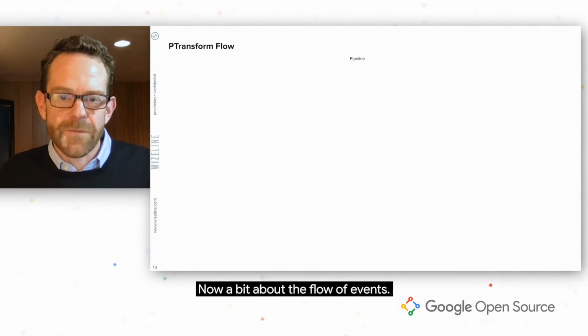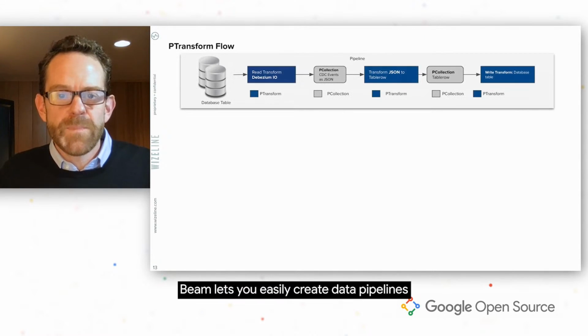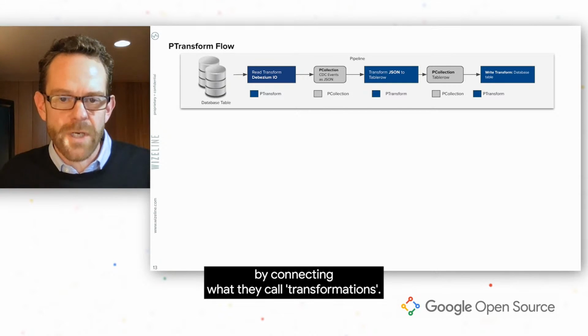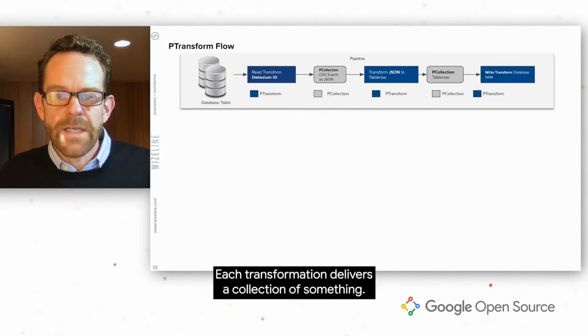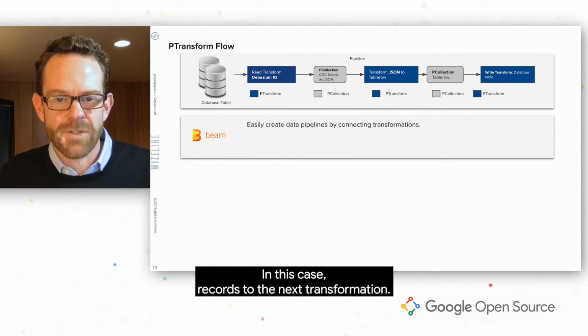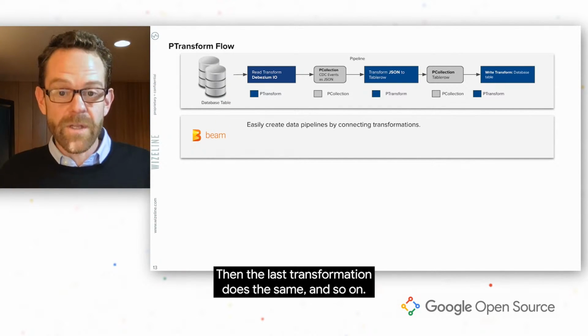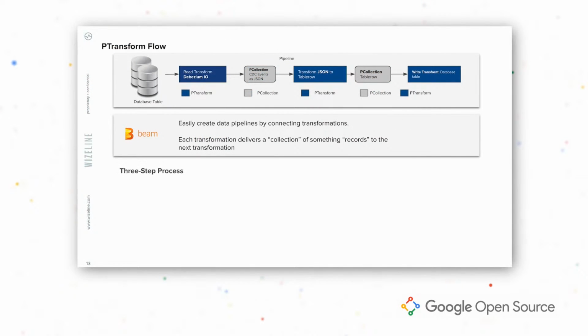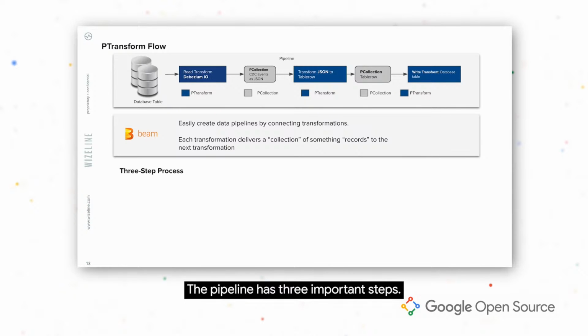Now a bit about the flow of events. Beam lets you easily create data pipelines by connecting what they call transformations. Each transformation delivers a collection of something, in this case, records to the next transformation. Then the last transformation does the same, and so on. Now let's focus on the transformations. The pipeline has 3 important steps.